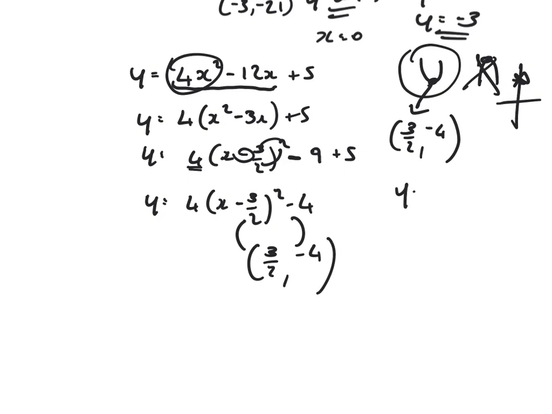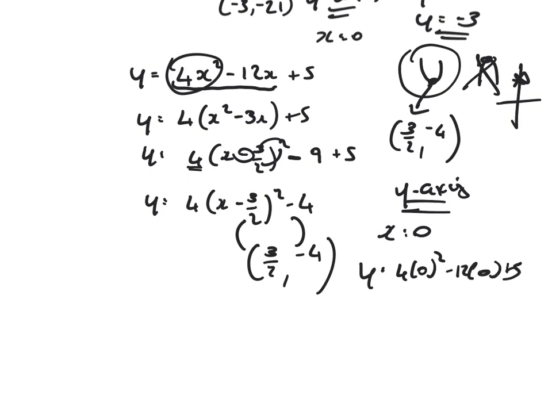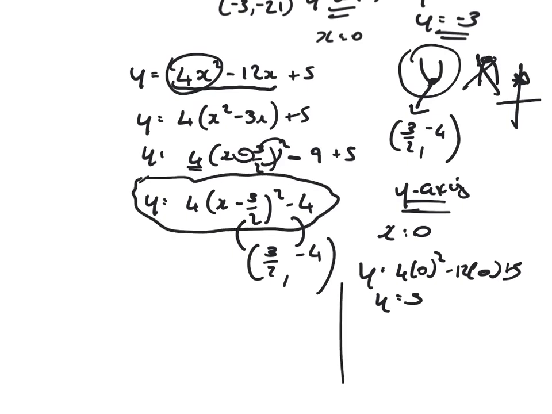The point at which I cross the y-axis, I know that x is equal to 0. So going back up to the function and replacing x with 0, 4 lots of 0 squared minus 12 lots of 0 plus 5 will collapse down to 5. Again, let's have a look and prove that we will get the same result by subbing x equals 0 into here.